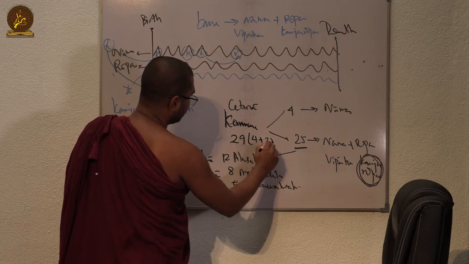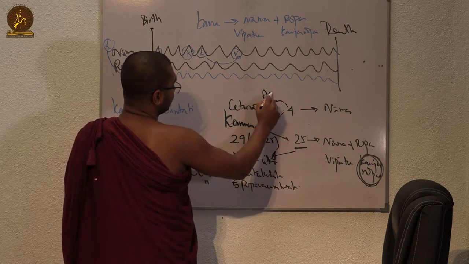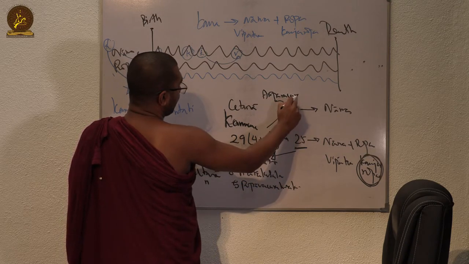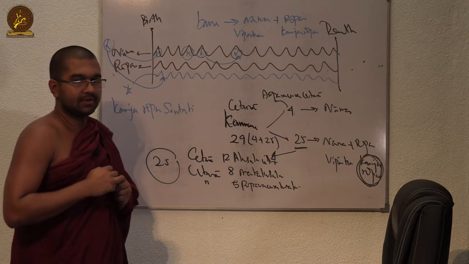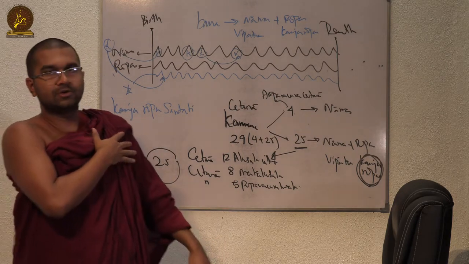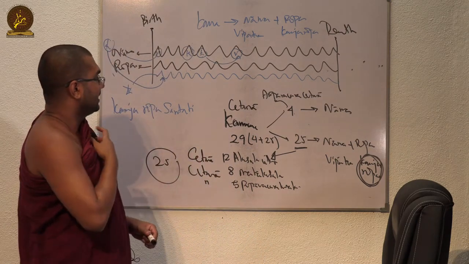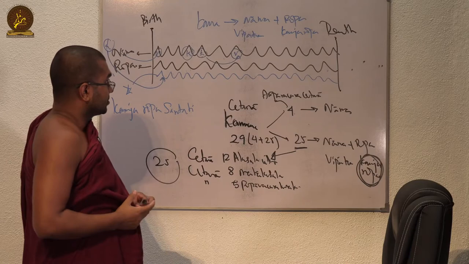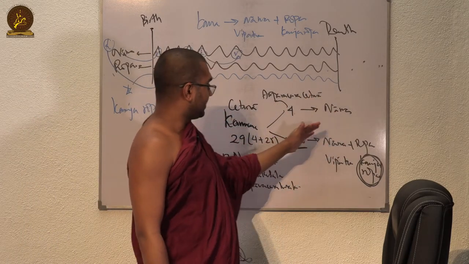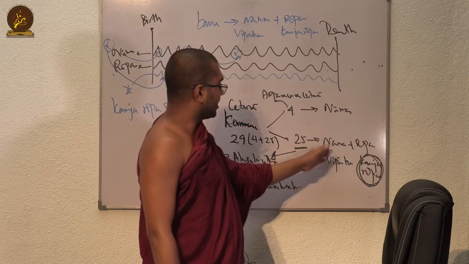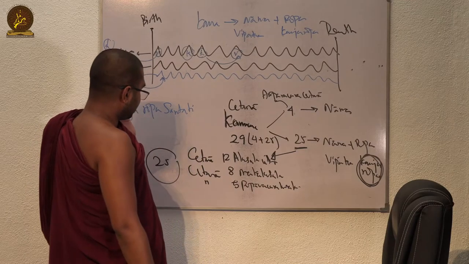4 plus 25. Arupavachara chetana. Arupavachara chetana means it's a higher absorption which gives birth in a life without matter, immaterial absorption. So chetana in these jhanas produce only nama as results, but the other chetanas can produce nama and rupa as results. So therefore our attention goes into these 25.